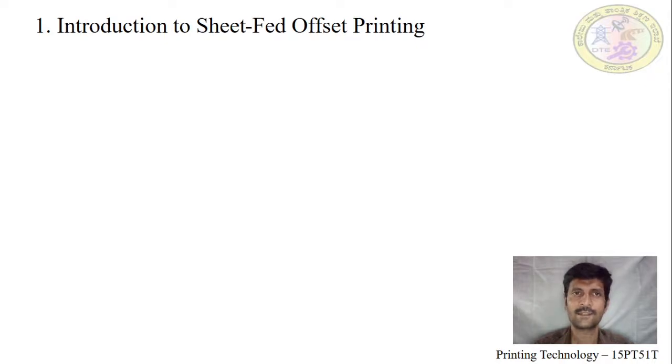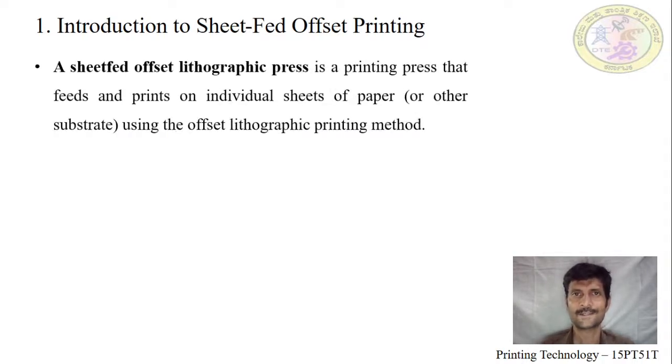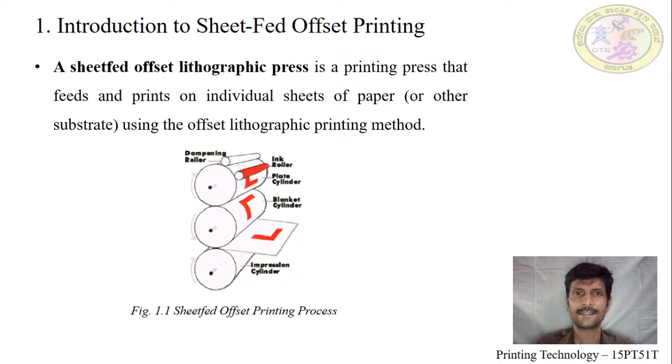First, we will see what is offset, and then what is sheet-fed offset. Offset is also called an indirect method of printing and a planographic method of printing. Why is it called an indirect method of printing? On the plate cylinder, the image is readable and then transfers to the blanket cylinder in non-readable form, and then it transfers down to the substrate in readable form. So it is called an indirect method of printing.